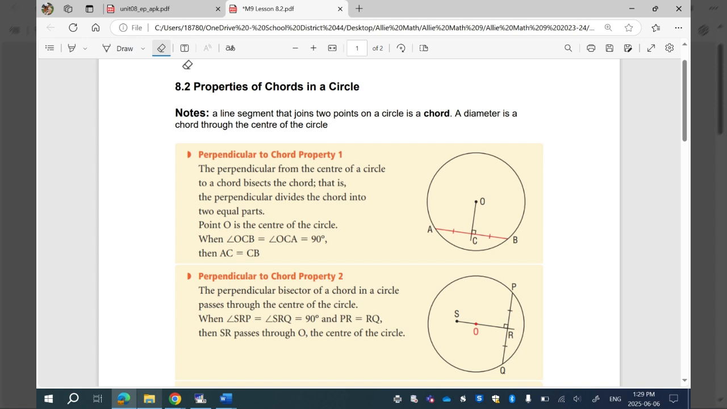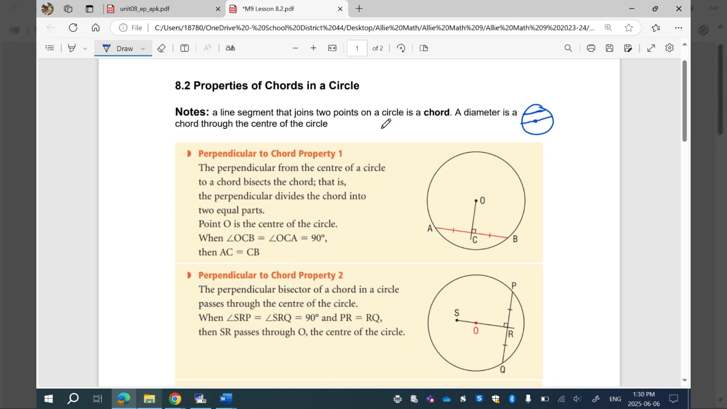So just a short definition first, which is what a chord is. A line segment that joins 2 points on a circle is a chord. So if I have a circle, a line that connects 2 points, that's a chord. And the diameter is just a special kind of chord. It goes through the center of the circle. So the diameter is a chord, but not all chords are the diameter. A chord doesn't need to pass through the center, but it's a line segment that joins 2 points on a circle. A diameter is a kind of chord.